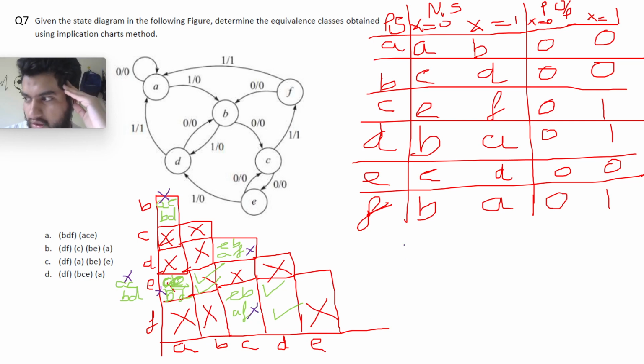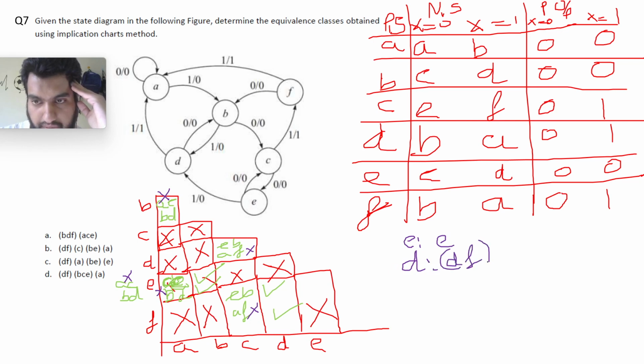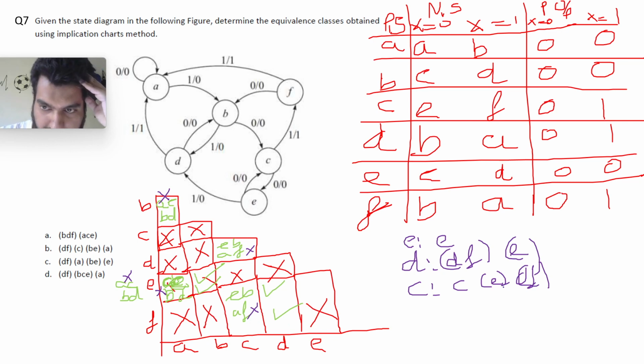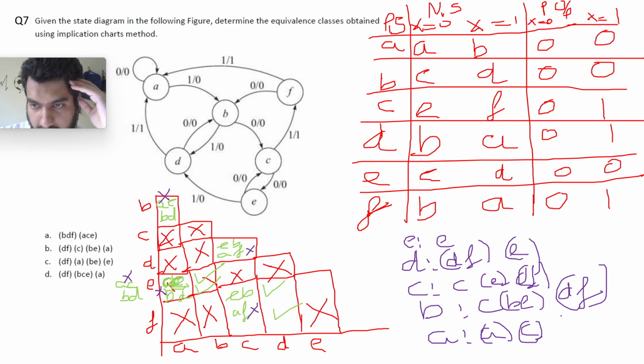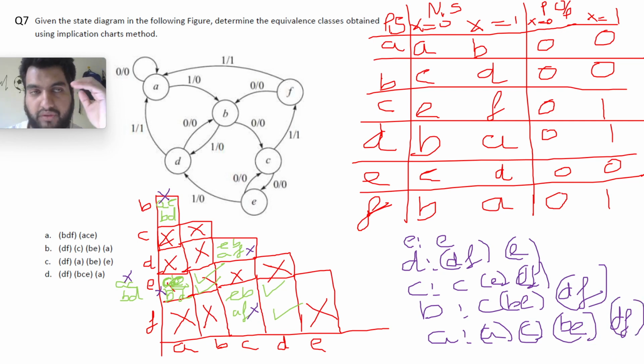So what we'll have here? We'll get E. From D is equivalent to F, so we can write DF. From C we have nothing, so we'll write C, then E, then DF. Then from B is equivalent to E, so we can write BE, DF. And finally from A we'll have A, so finally we'll get A, C, BE and DF. These are my final equivalence classes obtained after the implication table method.